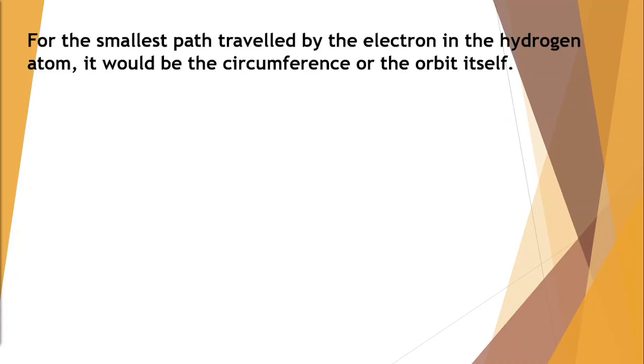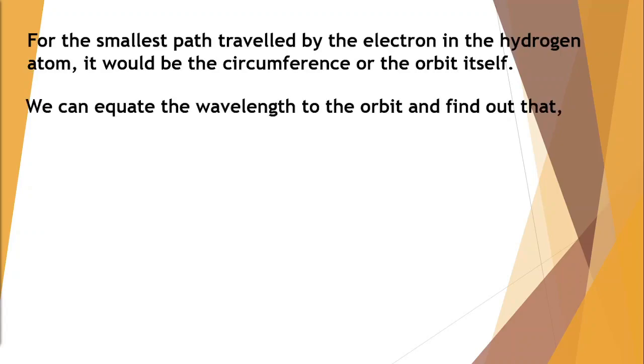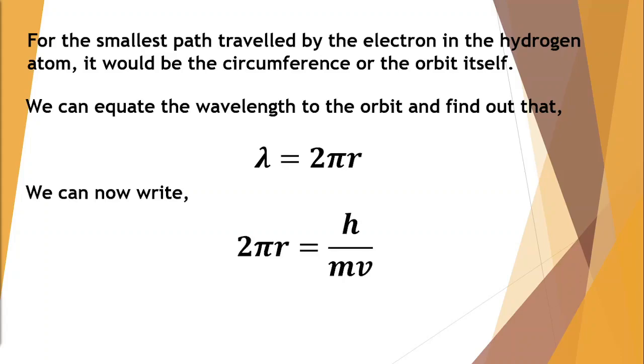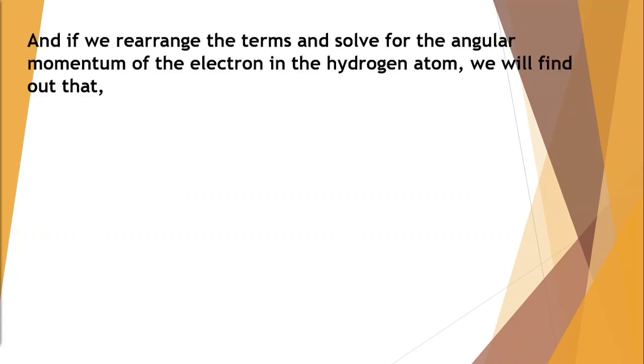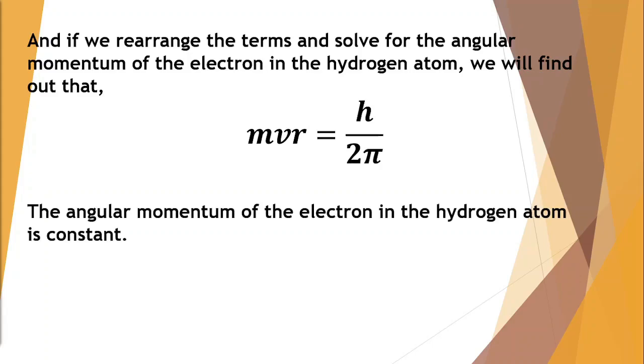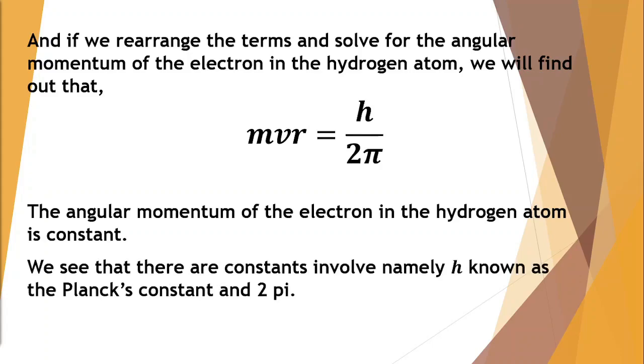We can apply this to the electron. The smallest path traveled by the electron in the hydrogen atom would be the circumference of the orbit itself. We can equate the wavelength to the orbit and find that the wavelength is equal to 2πr. We can now write 2πr = h/mv. If we rearrange the terms and solve for the angular momentum of the electron in the hydrogen atom, we will find that mvr = h/2π. mvr is called the angular momentum. The angular momentum of the electron in the hydrogen atom is constant, because it is equal to Planck's constant over 2π.